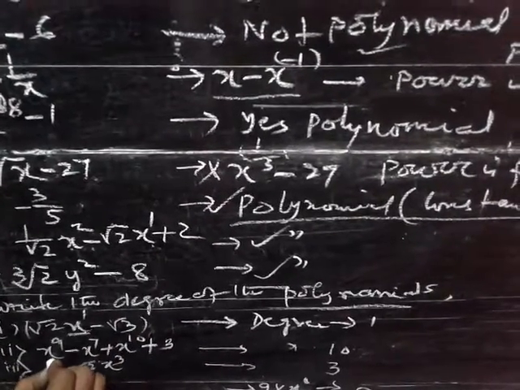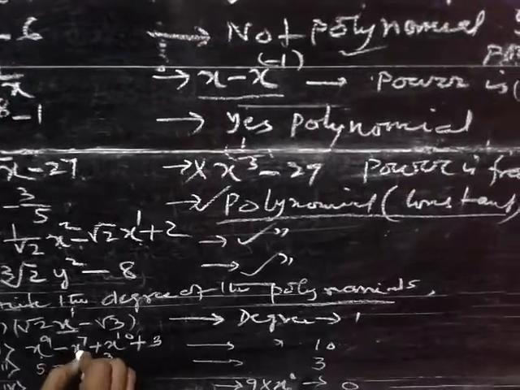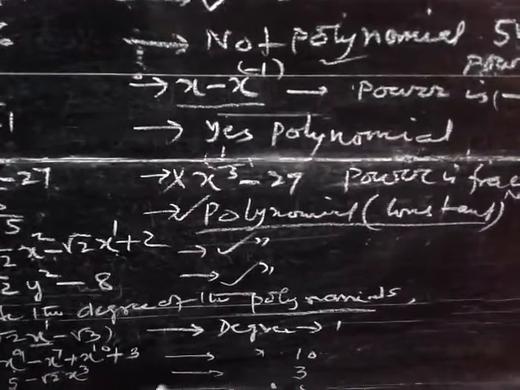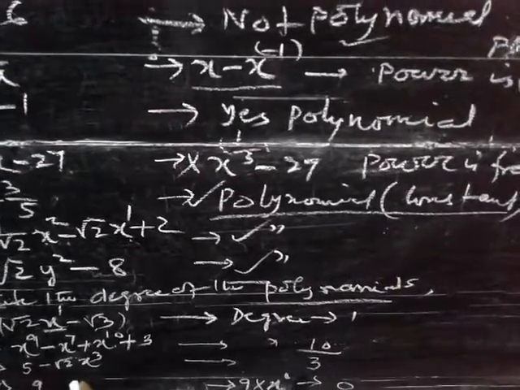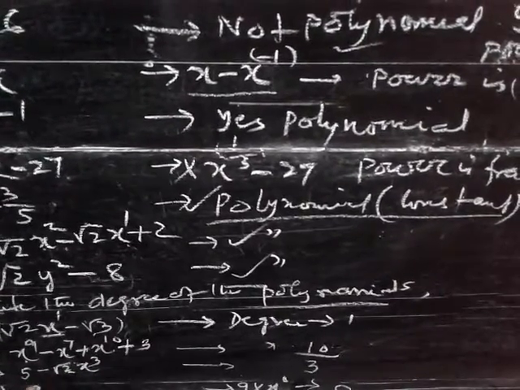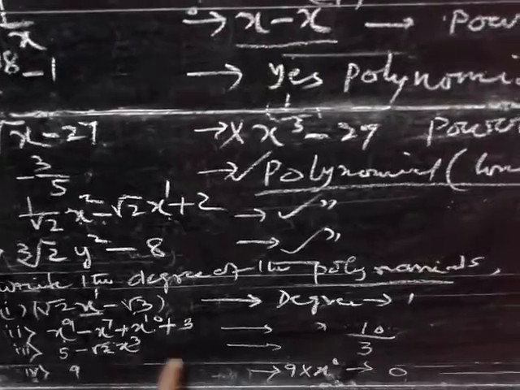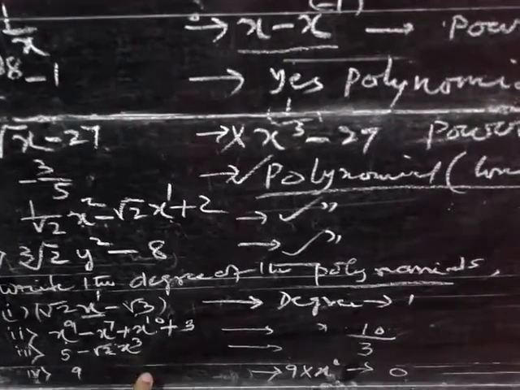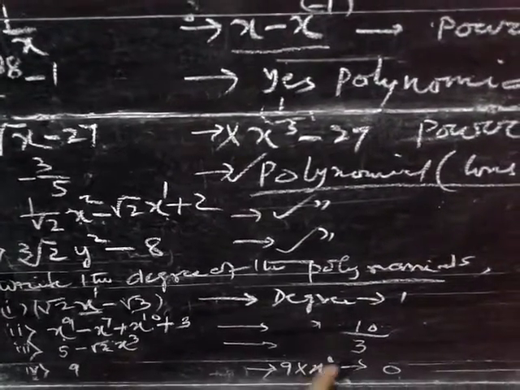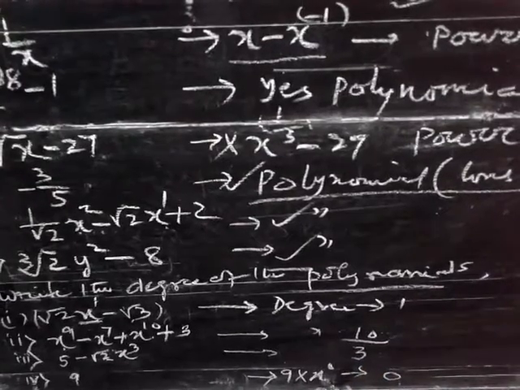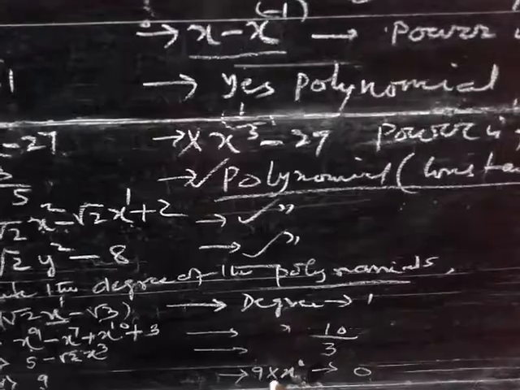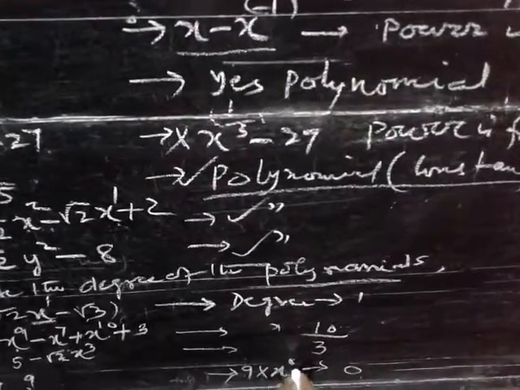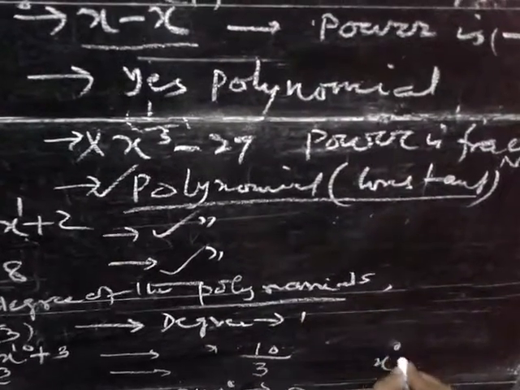Here this is x to the power 9 minus x to the power 7 plus x to the power 10. The maximum is 10, so its degree is 10. And there it is also 5 minus 2 root x cube. The maximum power of the variable is 3, so the degree is 3. And 9 is only, we can write 9 into x to the power 0, since x to the power 0 equals 1.